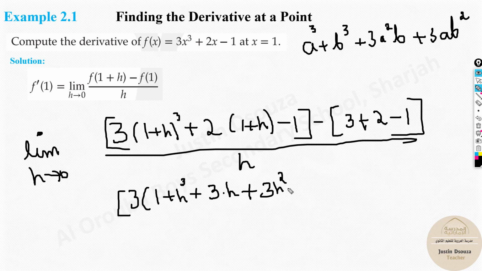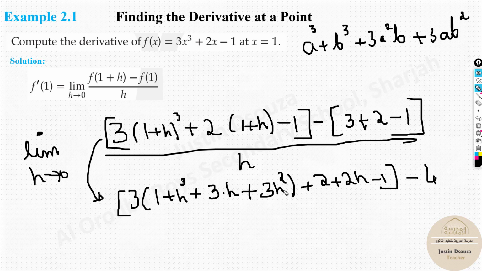Okay, now what's remaining? It's plus 2 times 1 is 2, plus 2h minus 1, minus 3 plus 2 is 5, minus 1 is 4. I'm just solving it. It's divided by h. It's always there. I'm not going to write it again and again. Let me just simplify the numerator. Over here, I'll directly simplify it down. Remember, this still remains. I'm just doing the simplification of this only.